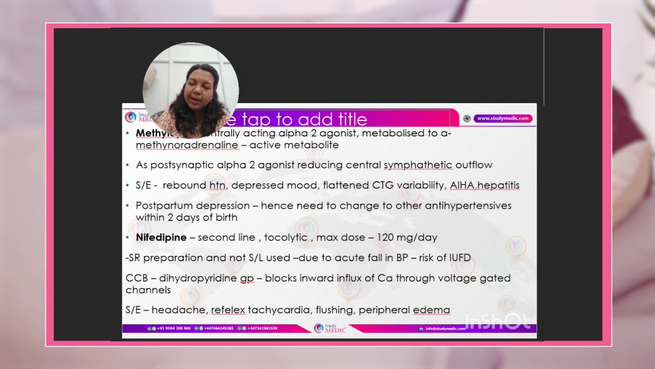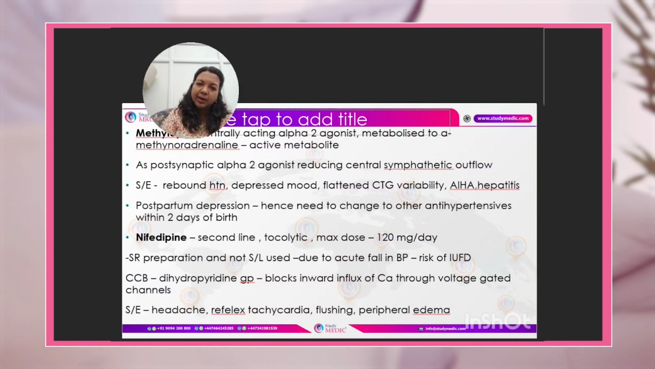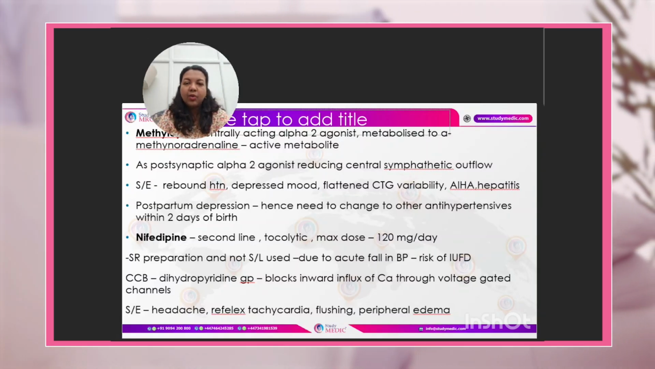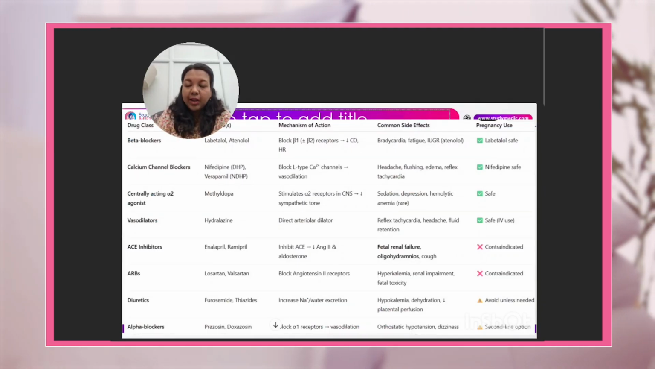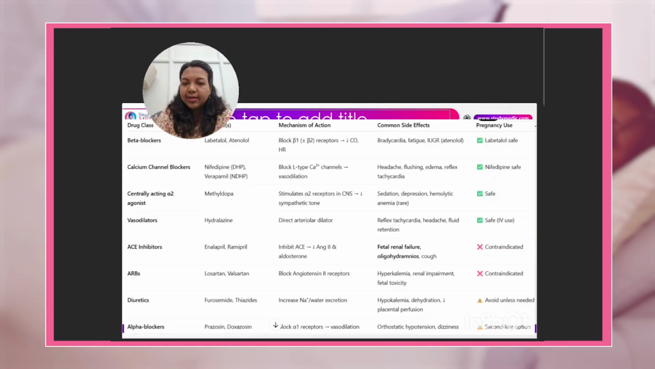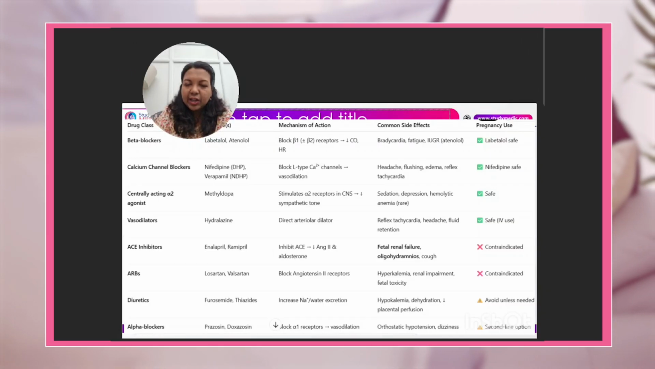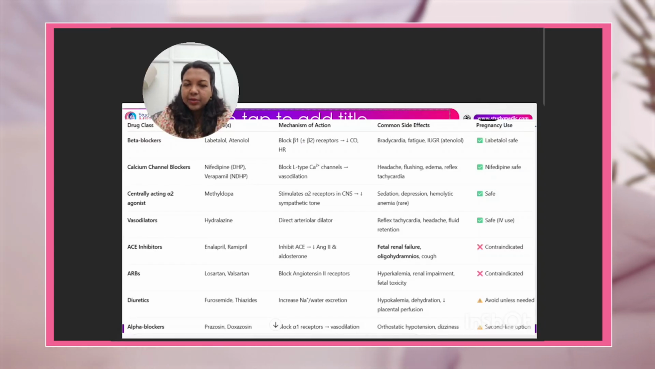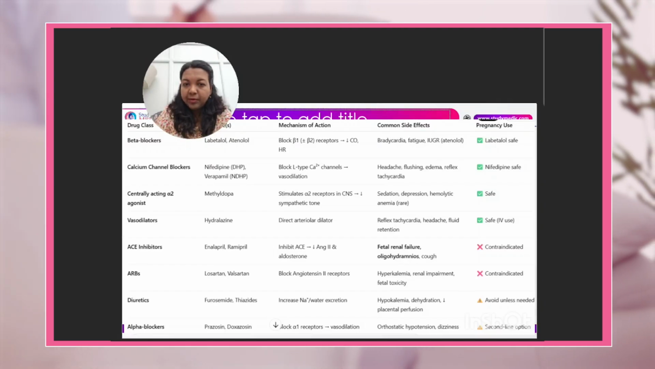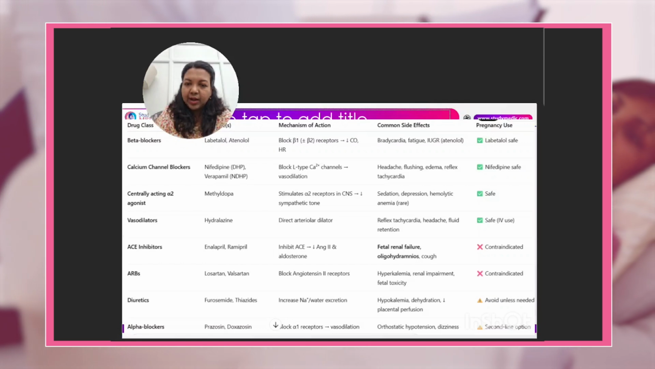And if in spite of three antihypertensives, or if any of these antihypertensives is not suitable, then another oral antihypertensive preparation which we can consider is oral hydralazine. It is an arteriolar dilator and reduces the blood pressure. So the beta blocker labetalol is safely used as a first line, the calcium channel blocker nifedipine is used as a second line, and the centrally acting alpha-2 agonist methyldopa is used as a third line. Hydralazine, if required, can be used as an add-on.